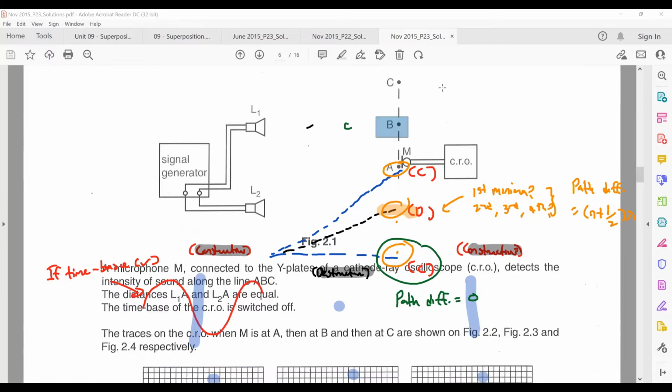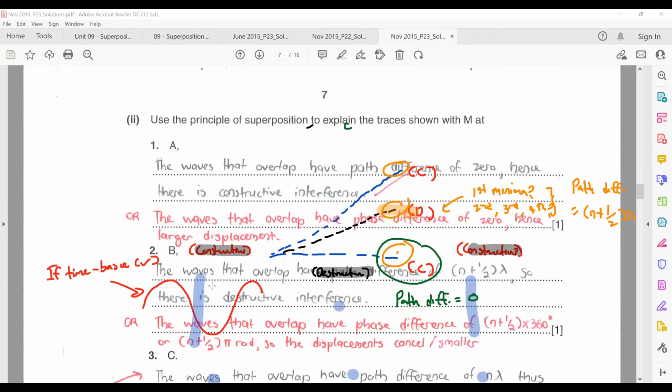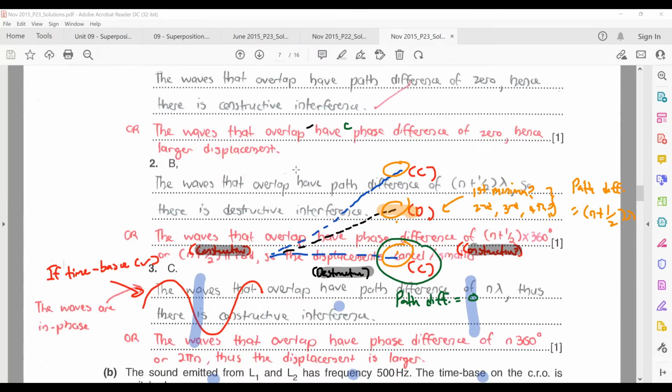So that's why here your answer says this. The waves that overlap at B have a path difference of n plus half lambda. So there is destructive interference. They didn't give a specific path difference because we do not know whether it's the first minima, second minima, third minima, or fourth minima. So we give it a general path difference, n plus half lambda.